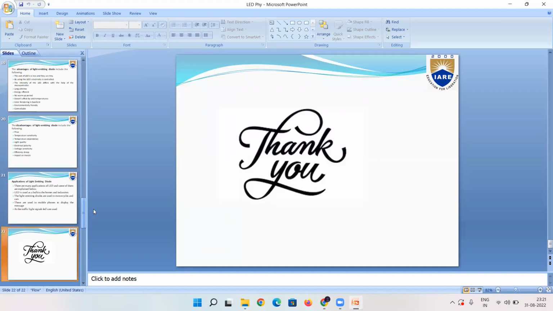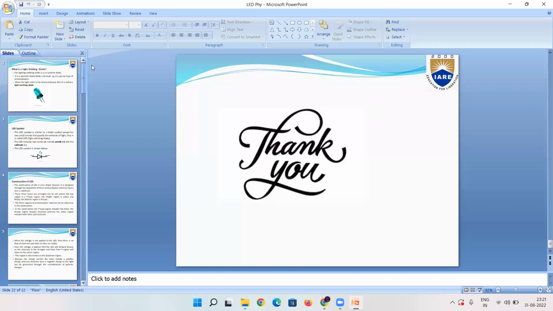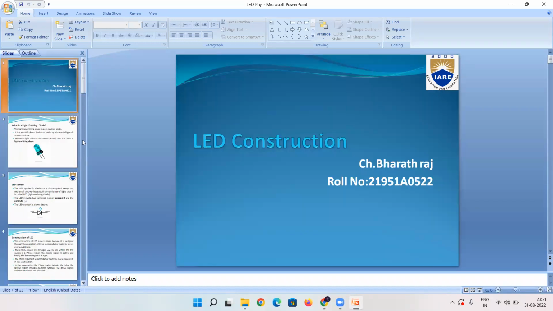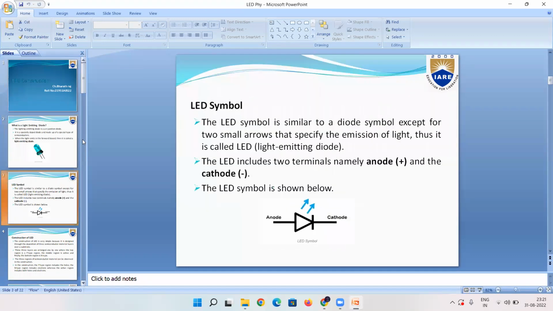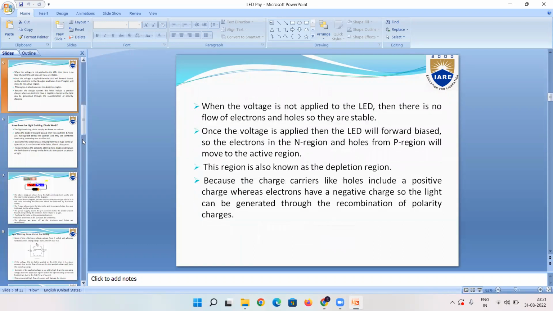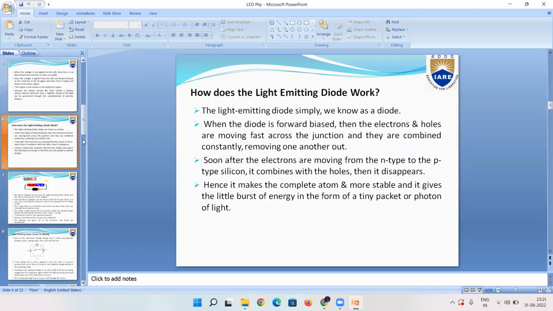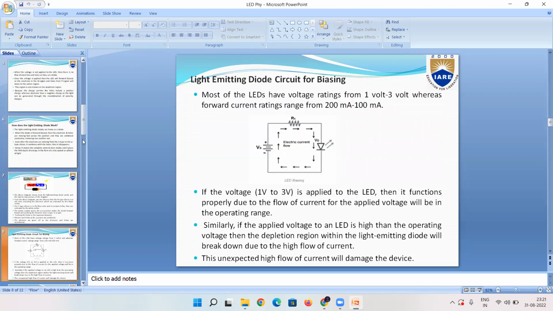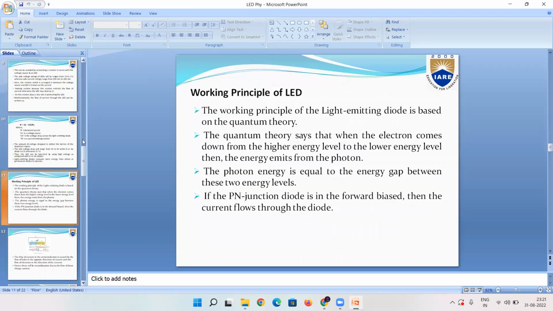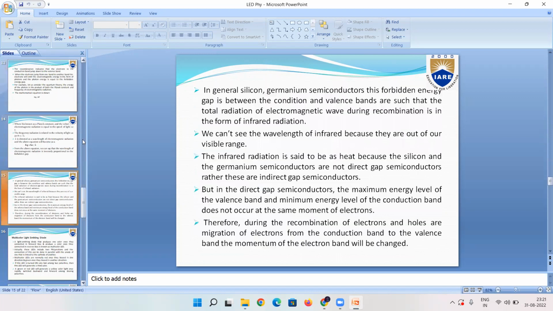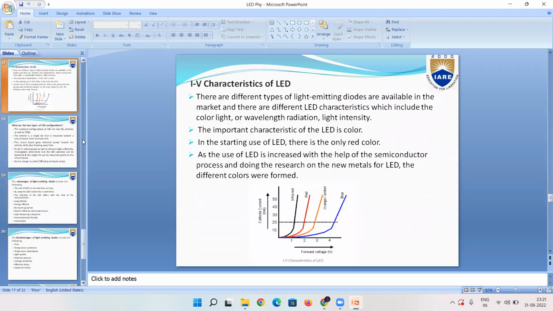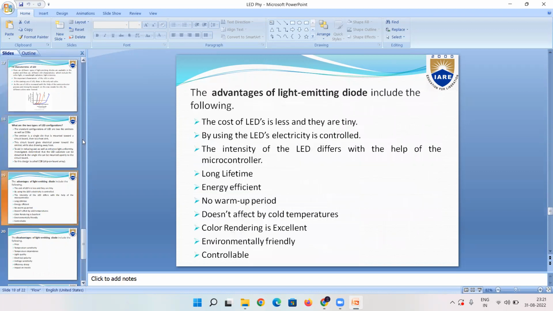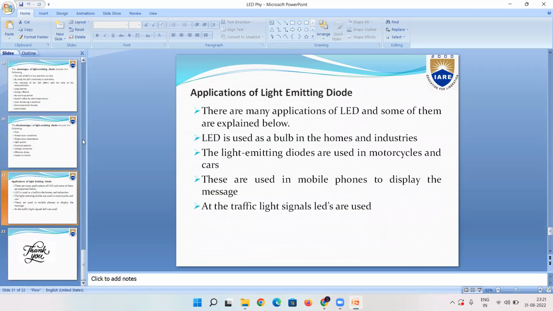This is the construction of LED and the advantages, disadvantages, and we covered almost all topics about LED. Just recollect the PPT. First we discussed what is LED, then the LED symbol and construction of LED, and how LED works, and we discussed light emitting diode current bias. Then we discussed the working principle of LED also, and multicolor LED and IV characteristics of LED and the types of LED configurations and advantages and disadvantages and applications of LED.